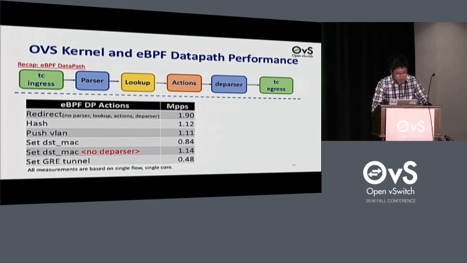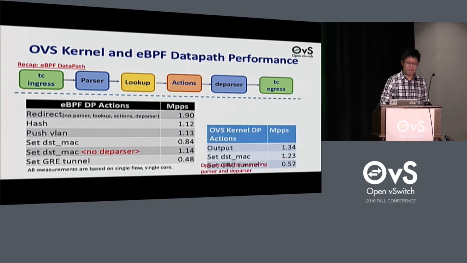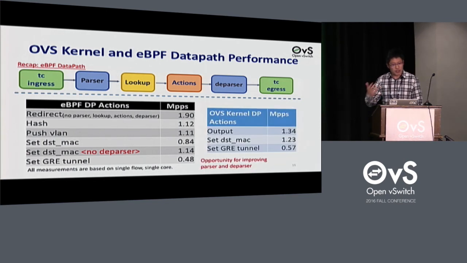Then we did a set GRE tunnel, which is about 0.4 million packets per second, because for the tunnel, you need to go through another tunnel device and then output. With the same environment, single core, single flow, we compare with the current OVS kernel data path actions. For simple outputting from one port to another port, we get about 1.3 million. For the set destination MAC, we get about 1.2, and for set tunnel, we get about 0.5.